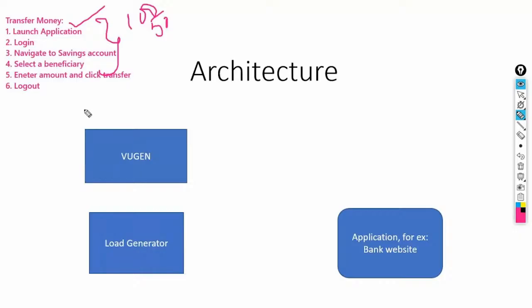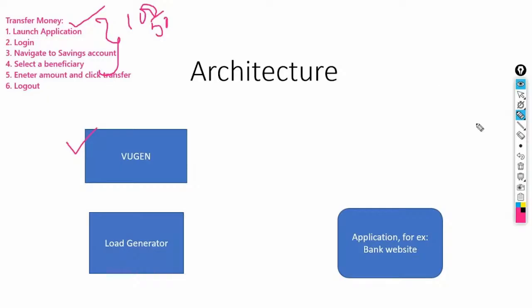For that, you can use a component called VuGen, which will assist you or which will generate or record or develop this flow. Transfer money is one scenario. Similarly, you can generate the script for many scenarios like this using VuGen. So VuGen is a component which will generate the script for you based on the scenario. Of course you need to do some enhancement, but at a very high level, VuGen is a component which will generate the script for your scenarios.